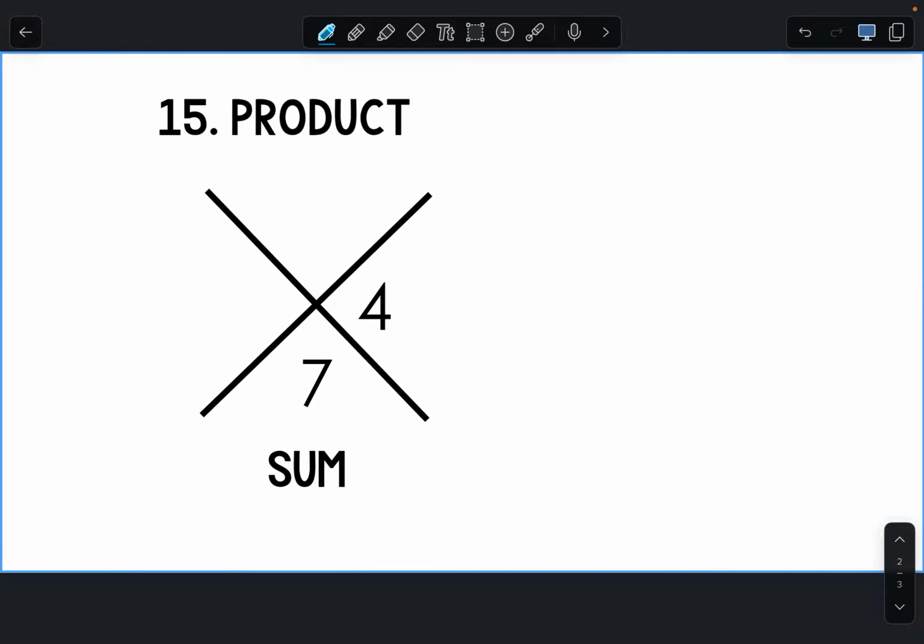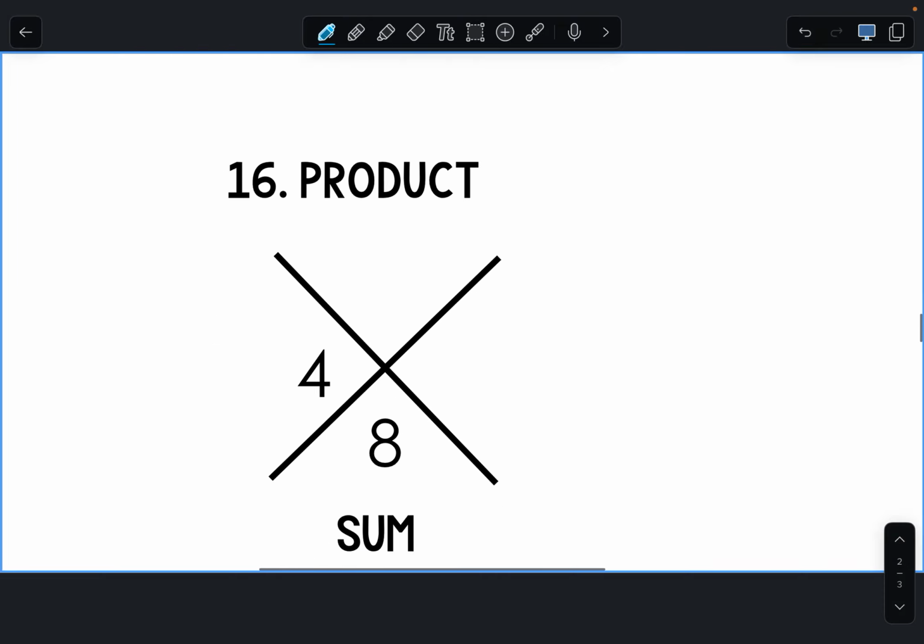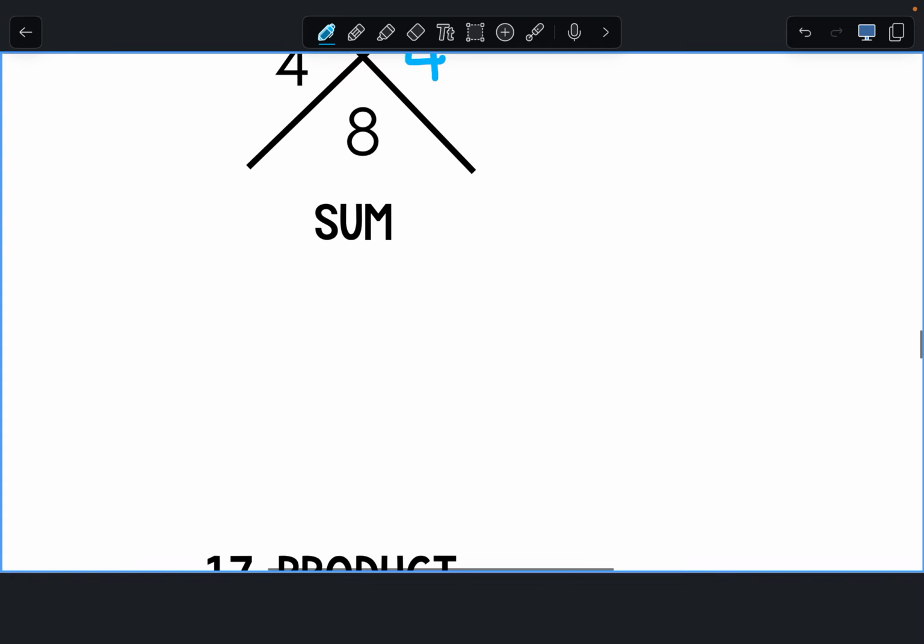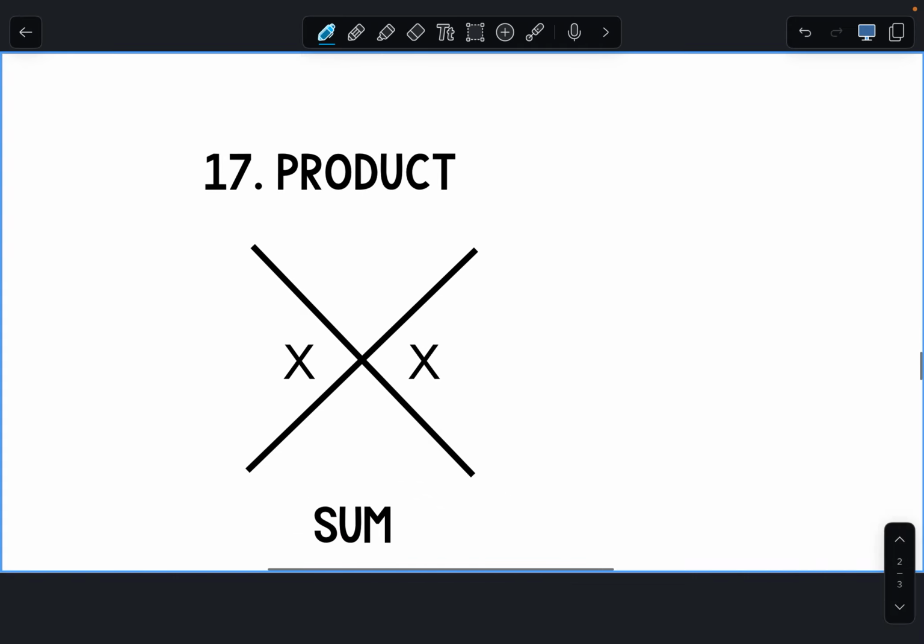Look at 15. 4 plus what gives you 7? 3. Now 3 times 4 is 12. Number 16. 4 plus what gives you 8? 4. 4 times 4 is 16. Good. All right. Look at the x's. x times x is x squared. x plus x is 2x.